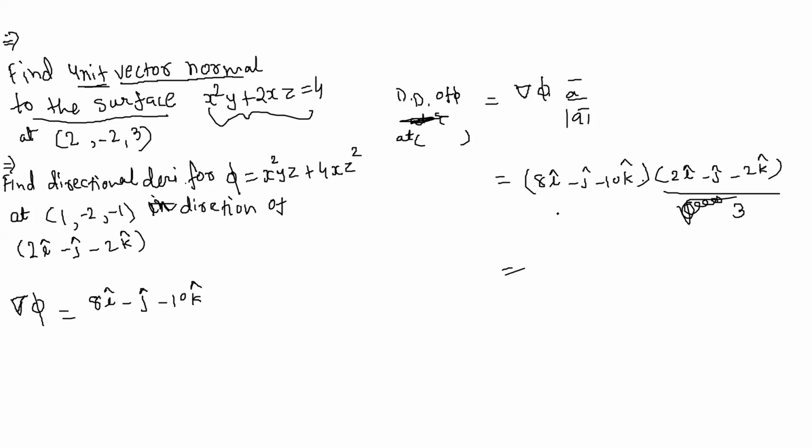What will be the dot product? Kashyap, 16, minus 1, minus 20 upon 3. Check what the mistake is. Minus j cap minus j cap, so it's plus 1. Minus 10 times minus 2, it's plus 20. Yes. So this will become 20, 10, 30, 37. 37 upon 3. This is your answer.